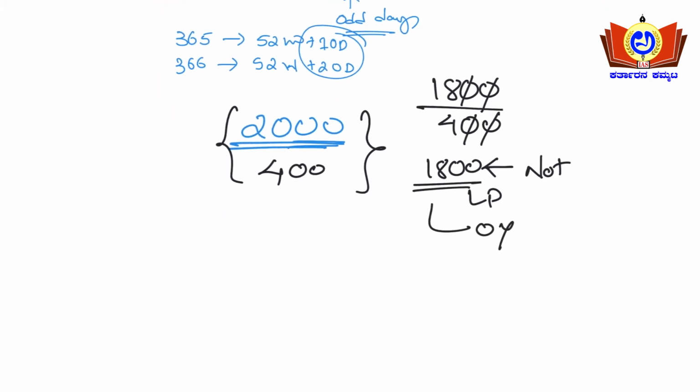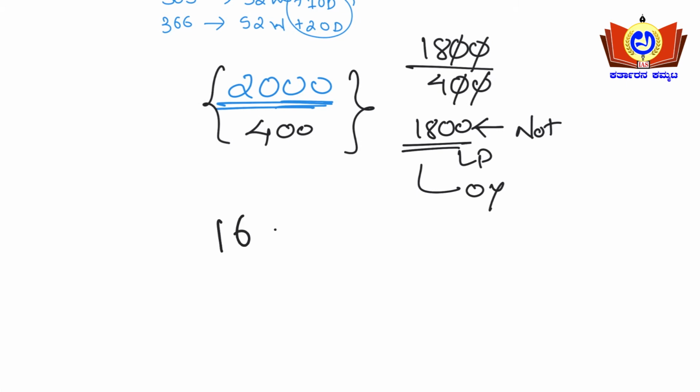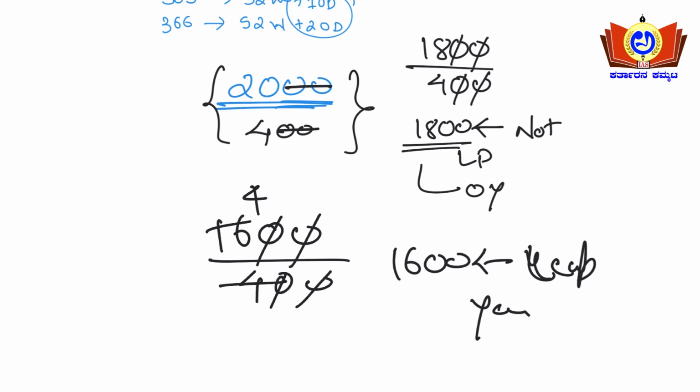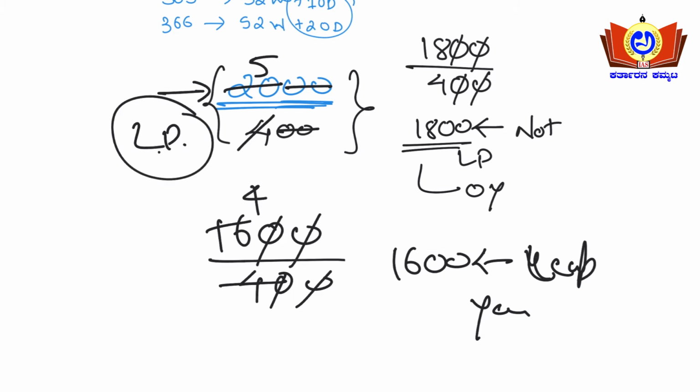Similarly, one more example, 1600. 1600 divided by 400, 00 gets cancelled, 4 4s are 16. So 1600 is a leap year. Similarly, 2000 divided by 400, the 2 zeros cancel, 4 5s are 20, hence 2000 is also a leap year. Yes or no? Till here the basic concepts are clear, I guess.